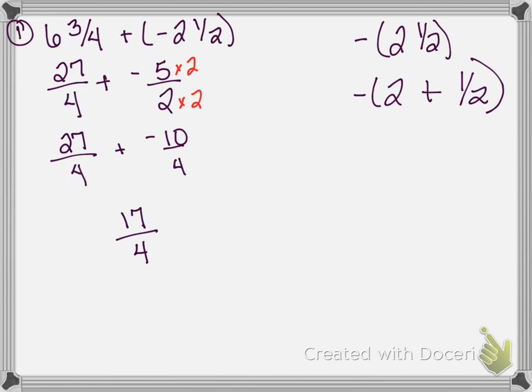Okay, can I move to number 2? Okay, number 2. It has 2/3 minus 1/5 inside parentheses, minus 1/2 minus 7/10.